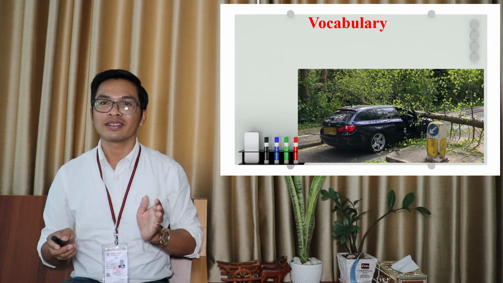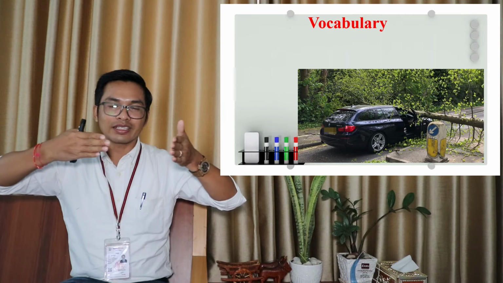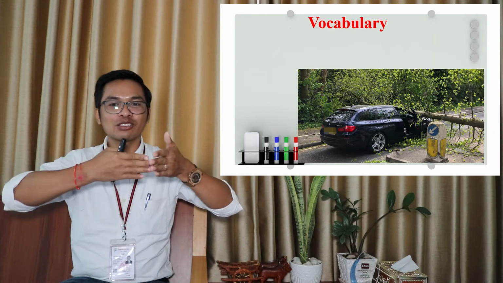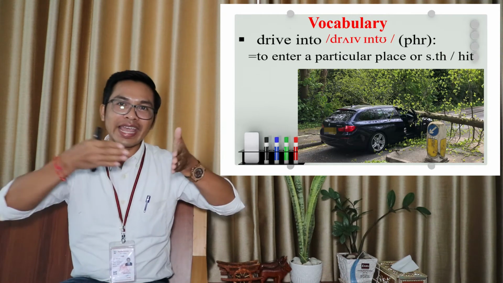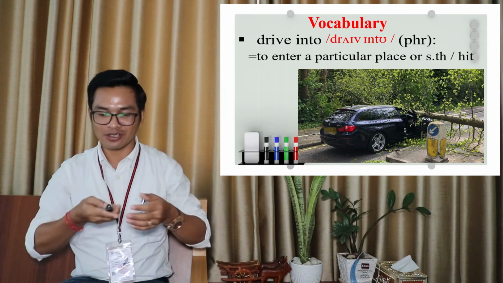And in the picture, you see the car tried into the tree. So it means the car tried and hit the tree, right? It becomes an accident. Try into means to hit or to enter a particular place, causing an accident.